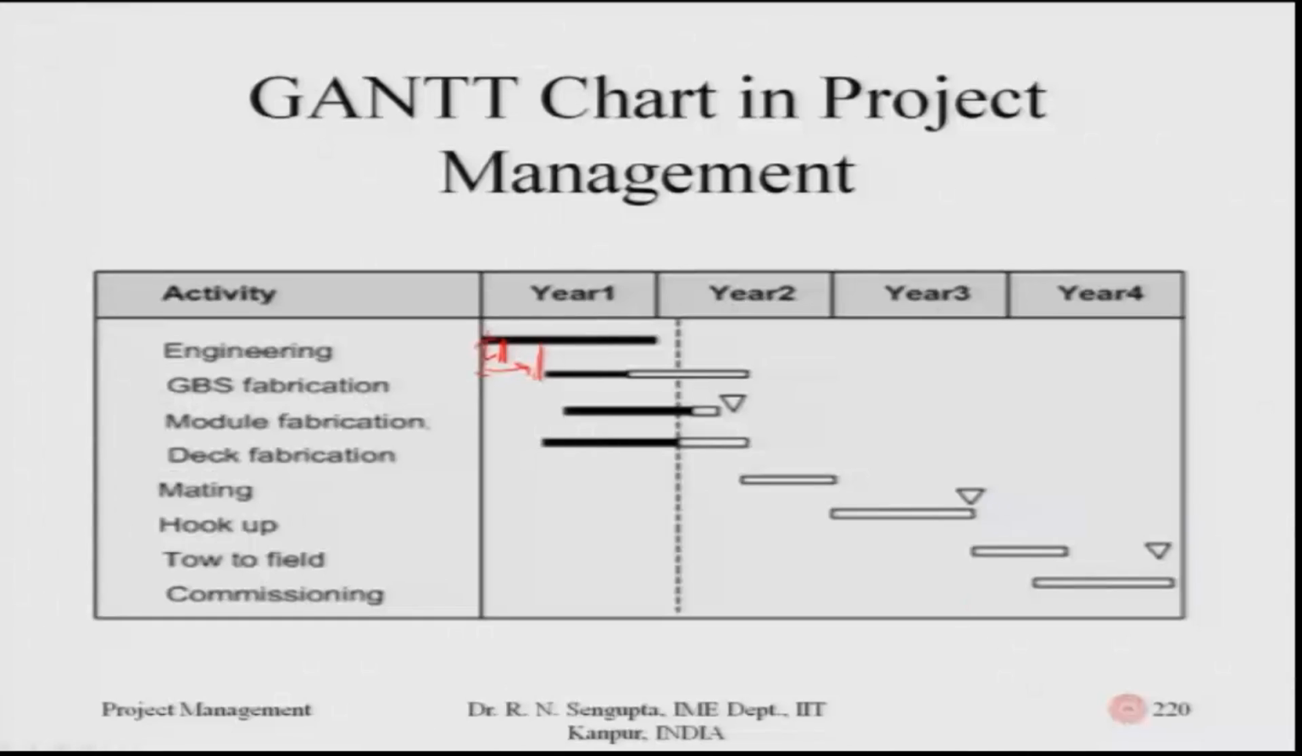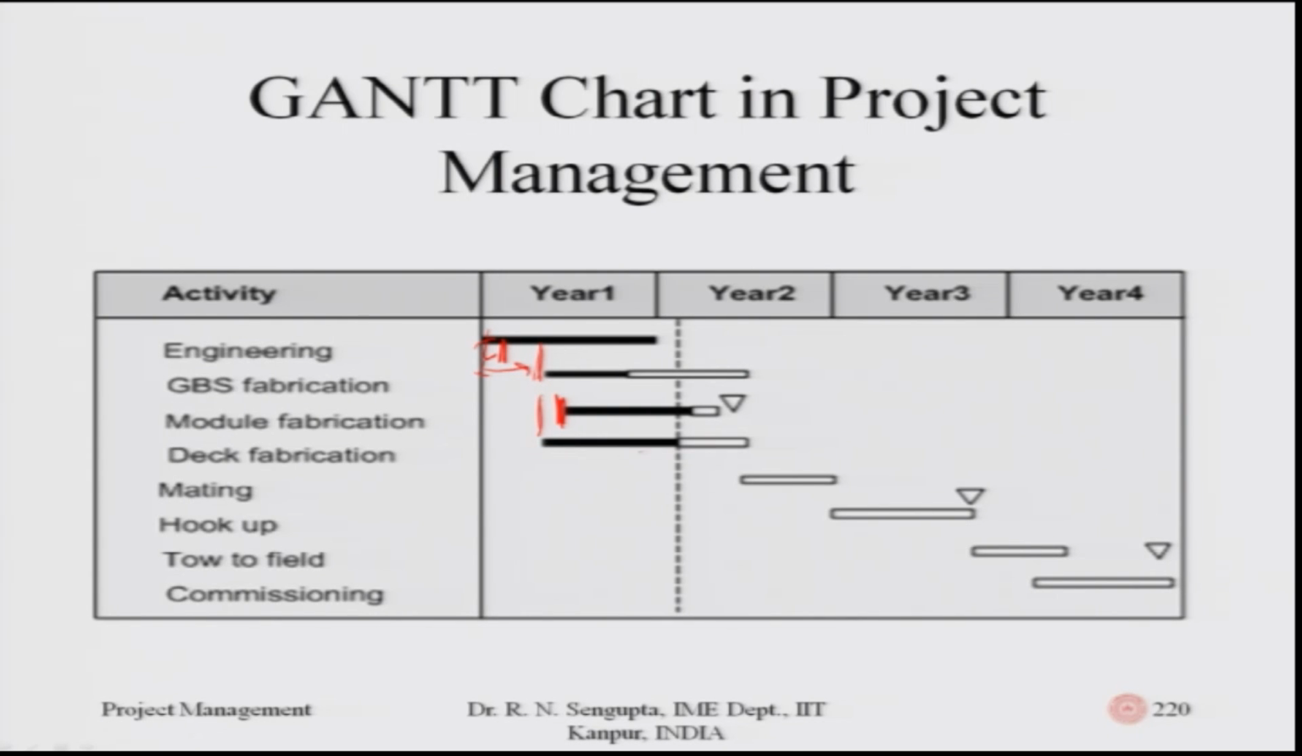Then you have the module fabrication. So, module fabrication also, consider it starts just after a few days. This due date is basically T2, which I am marking now. After the GBS fabrication starts, then you have the deck fabrication. So, again these white blocks, horizontal ones, are the shifting which can be done, the number of days, number of weeks, number of months shifting you can do.